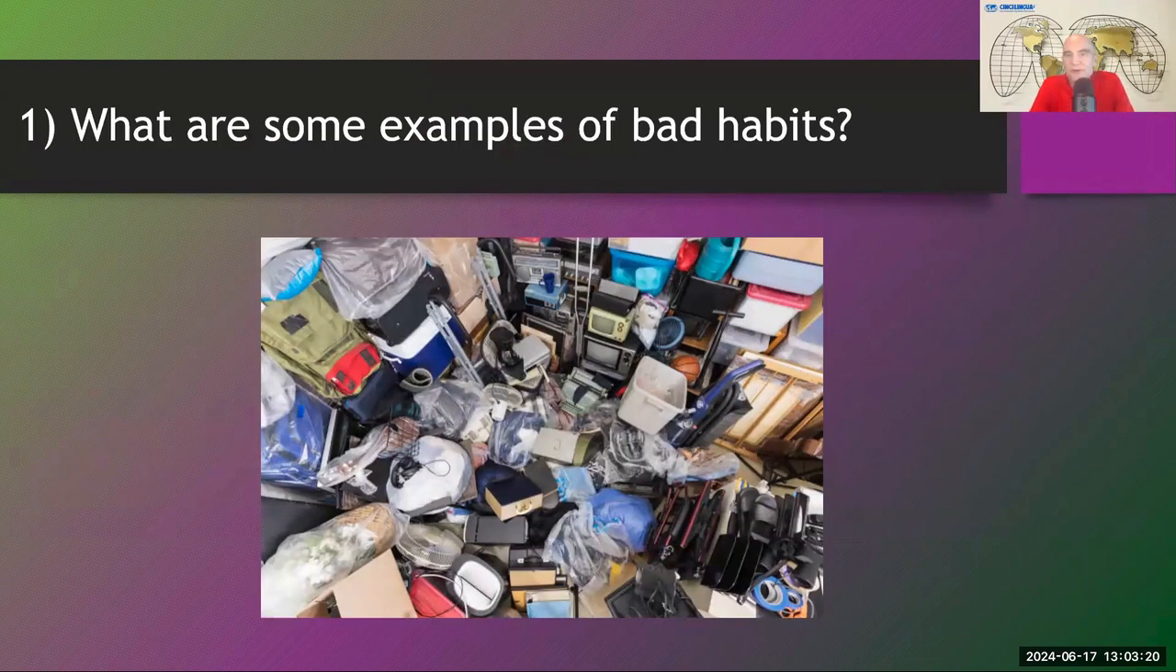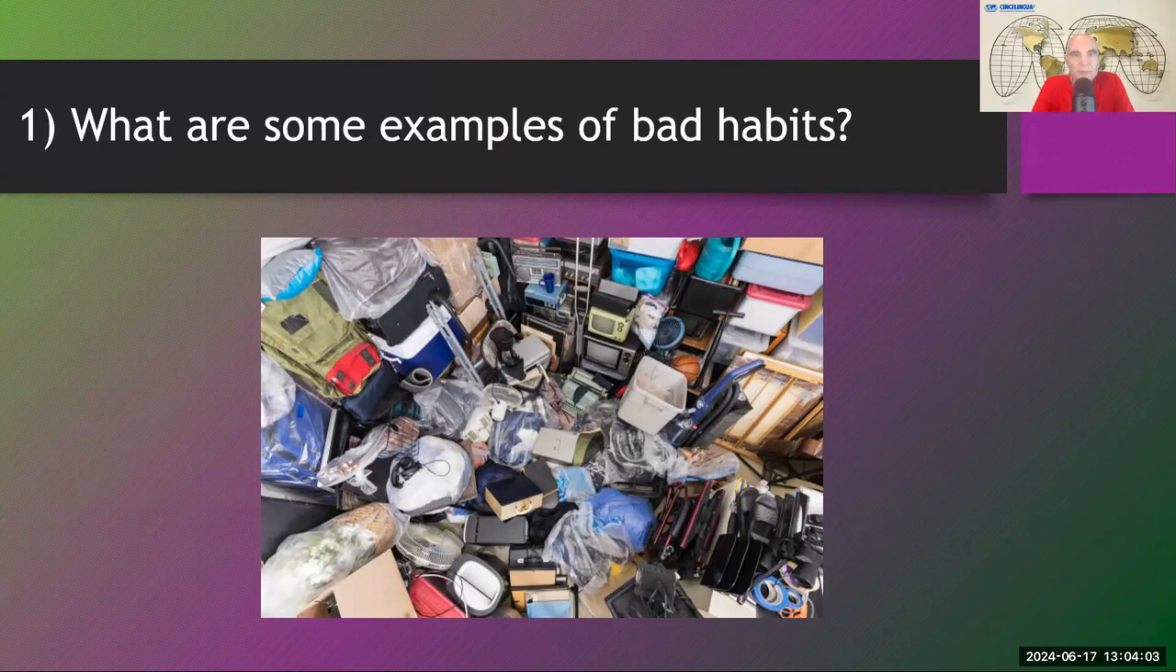First question, first discussion topic here for the class. What are some examples of bad habits? Well, here we can look at our picture here, and it looks like this individual has the habit of hoarding. That means accumulating things and just throwing them together and collecting and accumulating things that he or she does not need. This is a habit called hoarding. That's a very bad habit.